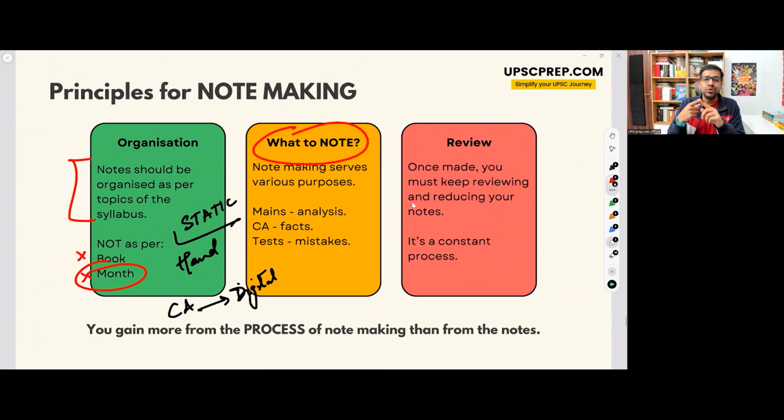Very simple reason: कि for mains, you will need analytical notes. What does analytical notes mean? Analytical notes mean कि your notes, for example, if I'm making notes for the Parliament of India, so it will have the basic details that, Article 78 of the Constitution establishes the Parliament, that, what are the various provisions of the Parliament. Half a page I've done.